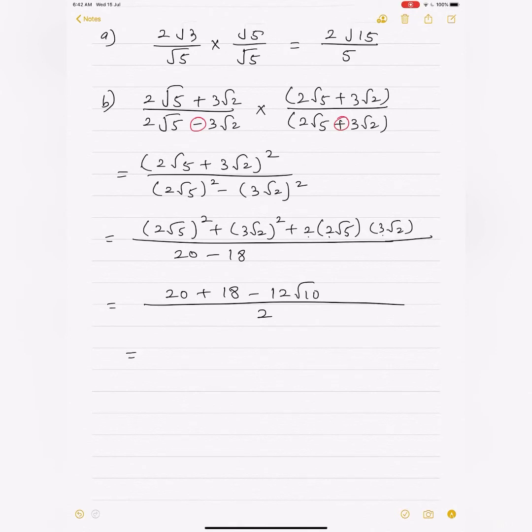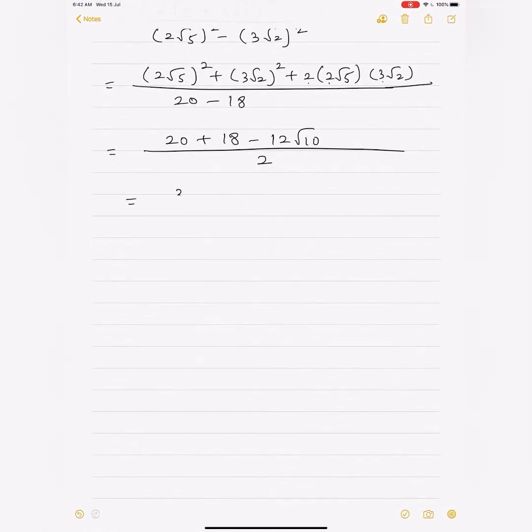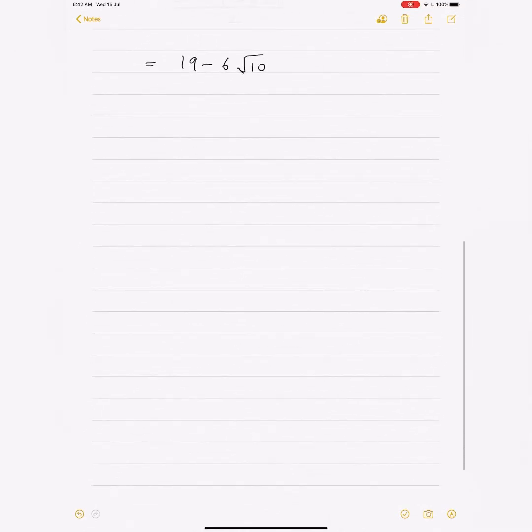Which can be simplified further. What can you make this now? It will become 38 minus 12 root 10 divided by 2. You can take 2 common in the numerator, so you get 19 minus 6 root 10 upon 2. So that is 19 minus 6 root 10. That's your answer. Okay, I'll show you the next type of problem now.